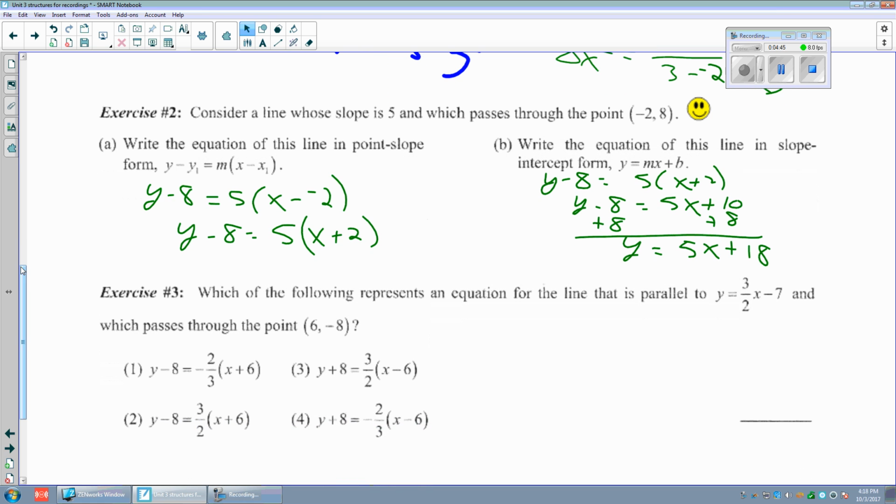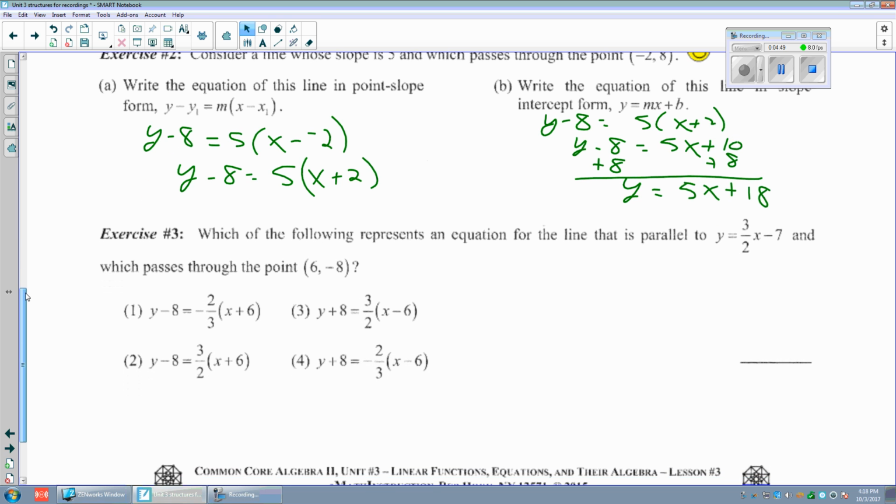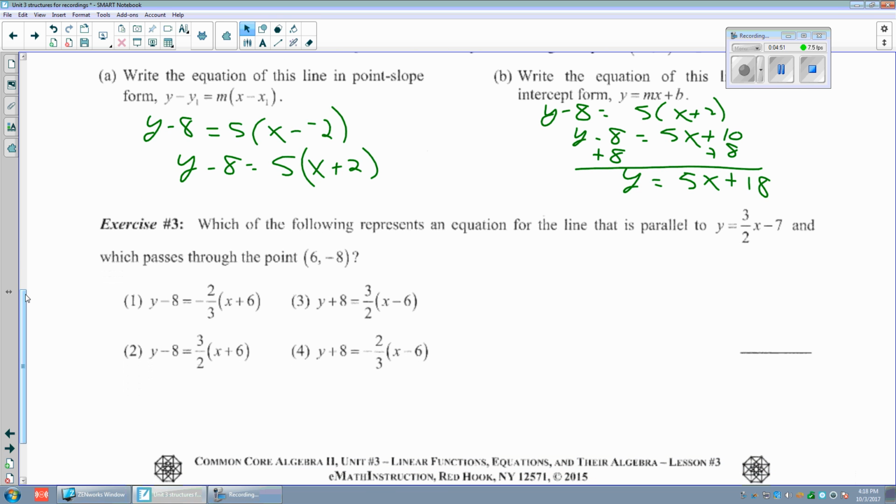Do I know what the slope is? 5. Do I know what the y-intercept is? 18. Got it. Which of the following represents the equation of lines parallel to that?